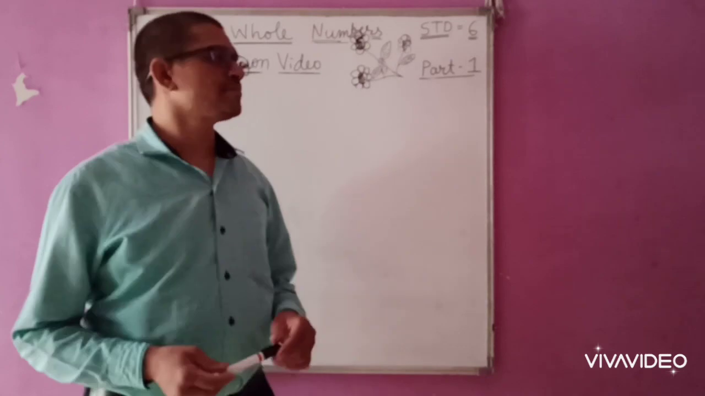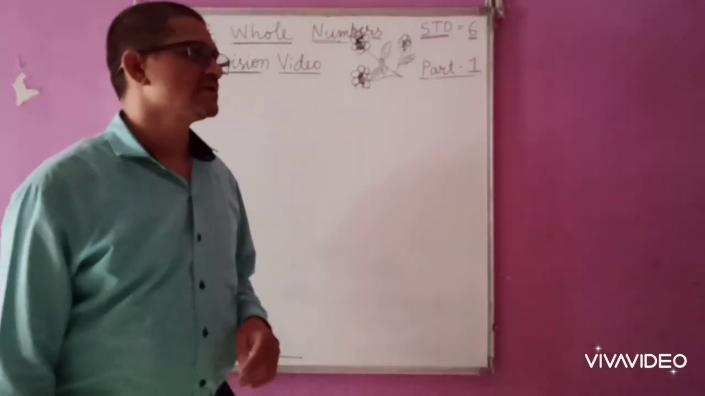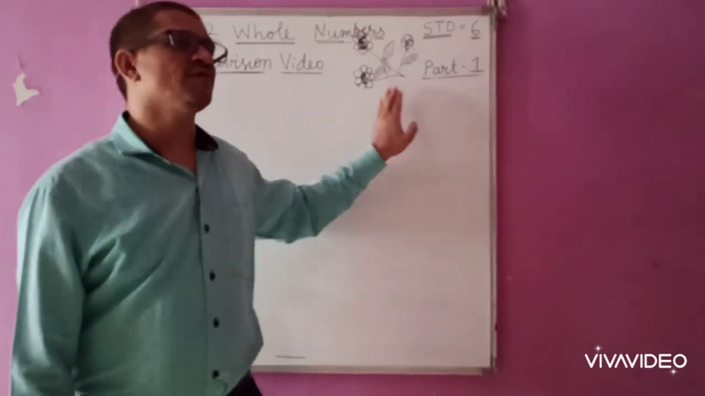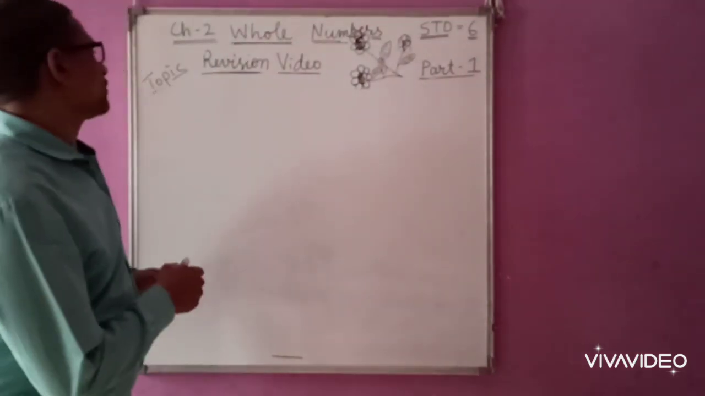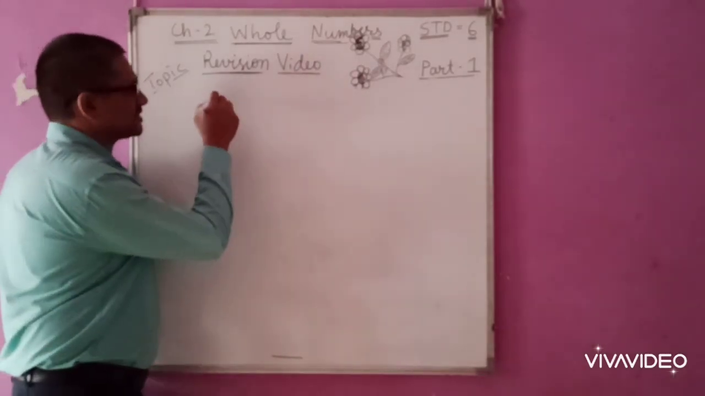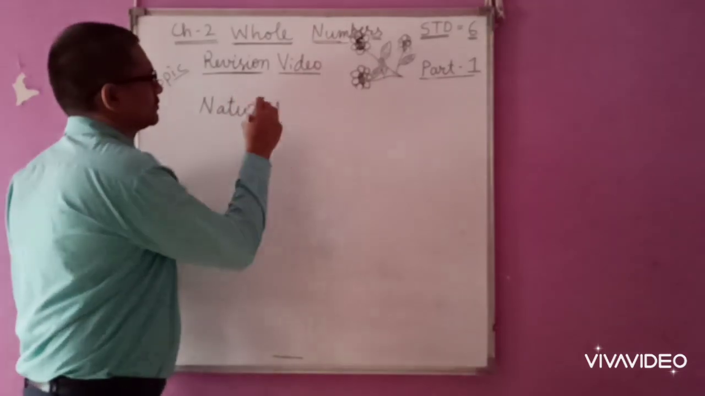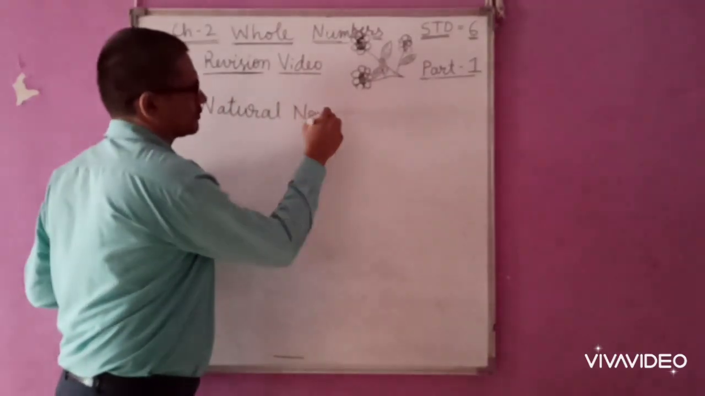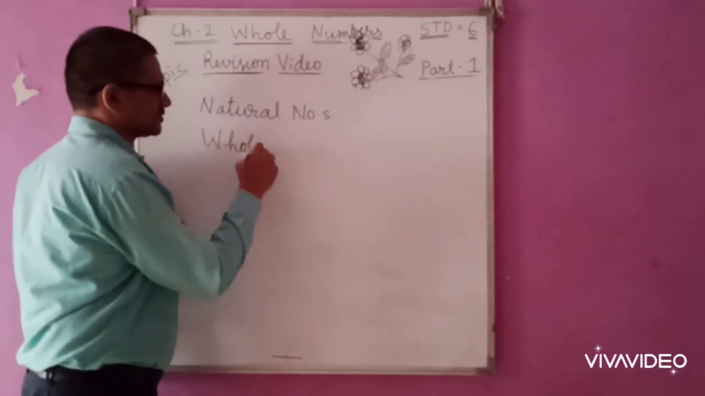Welcome to the chapter 2, whole numbers for standard 6. This is a revision video of part 1. In this chapter, we are going to learn about two kinds of numbers, that is, one is natural numbers and the other one is whole numbers.